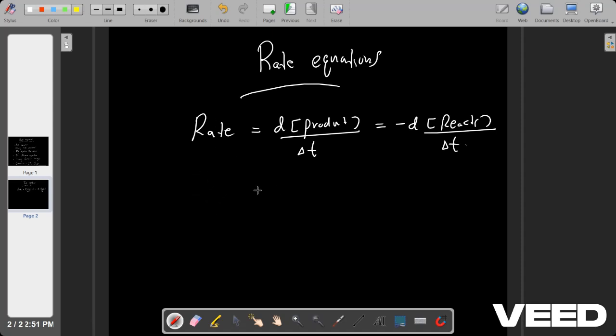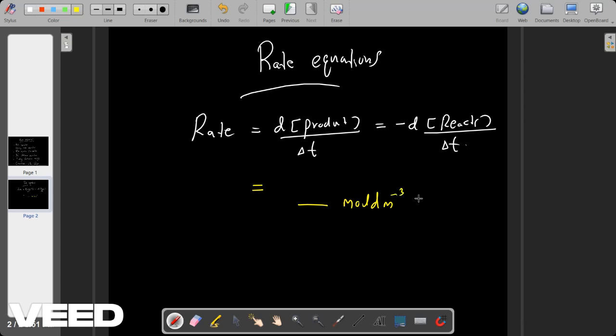Can you tell me what the units are? Change of concentration over time. Change in concentration is what? Usually it is measured in moles per decimeter cubed per second.